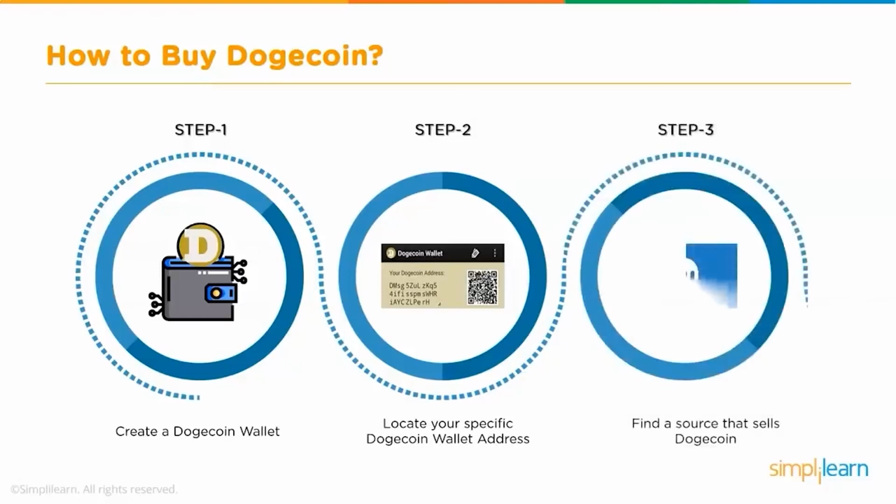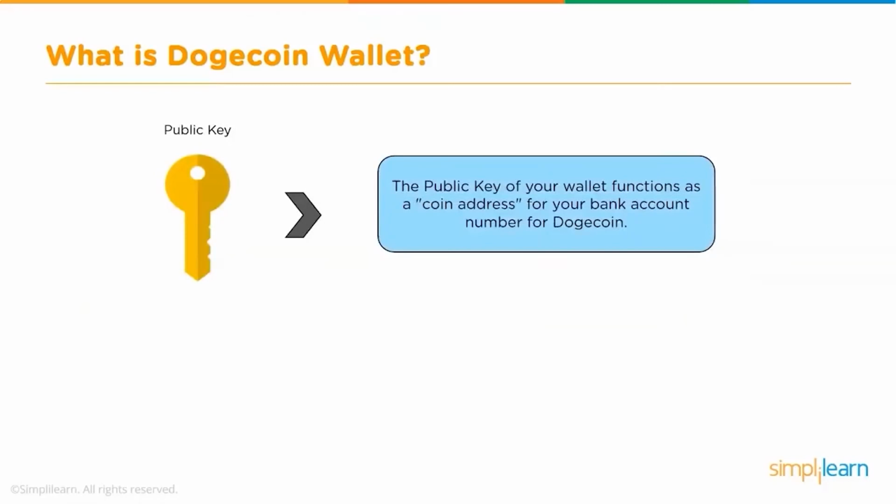Technically, it is very similar to a real life wallet. A Dogecoin wallet consists of its public and private key connecting it to the distributed ledger over the Dogecoin network. You can use your wallet's public key, which also functions as your coin address, like your bank account number for Dogecoin, where anyone can track the transactions made while maintaining the anonymity of the users.